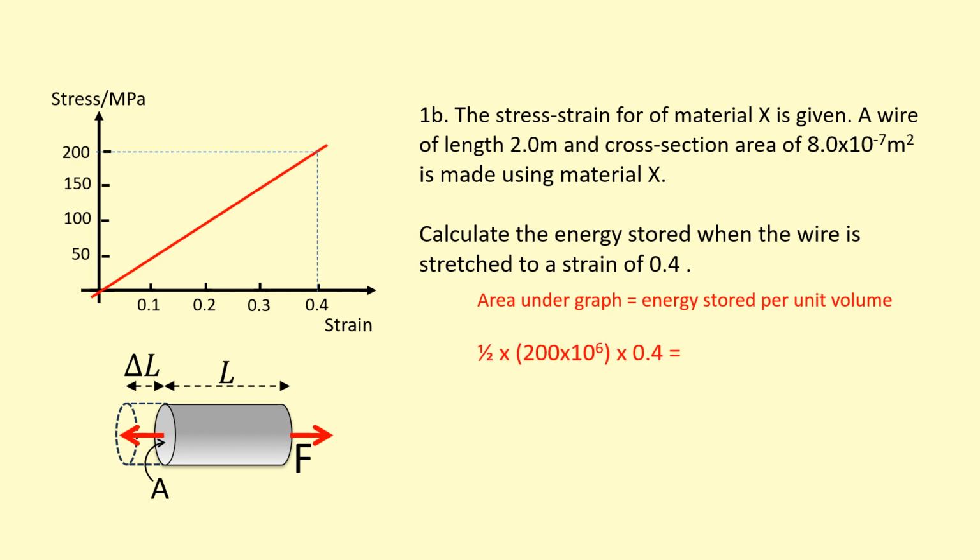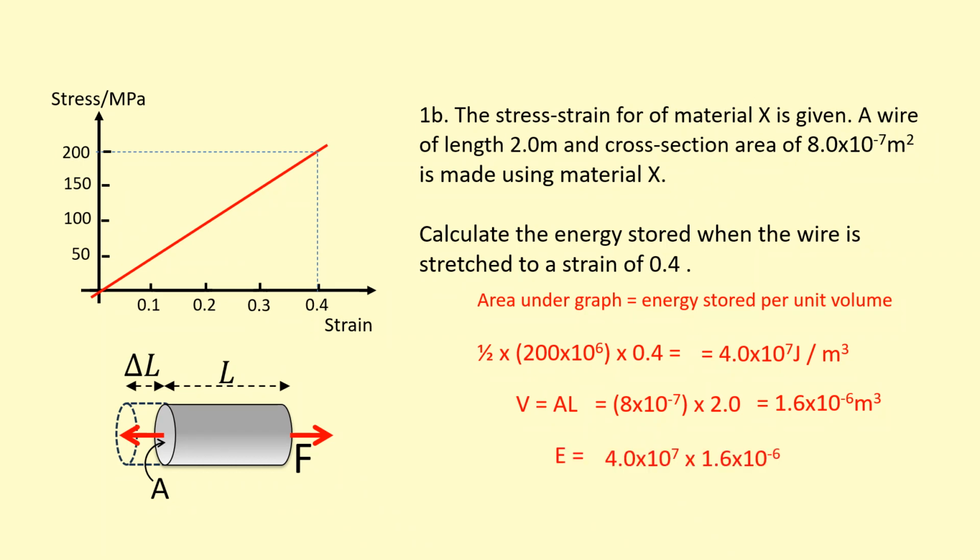So half times the stress times the strain there. So it's the triangle. Work out the area of the triangle. So that gives us 4.0 times 10 to the 7 joules per meter cubed. So that's per unit volume there. And then we need to work out the volume. So volume is going to be cross-section area times length. We've got the cross-section area, which is 8 times 10 to the minus 7, times 2 for the length, and that gives us the volume. Okay, now we just simply have to multiply these together, because energy stored per unit volume times volume will give us the total energy stored, which is 64 joules.